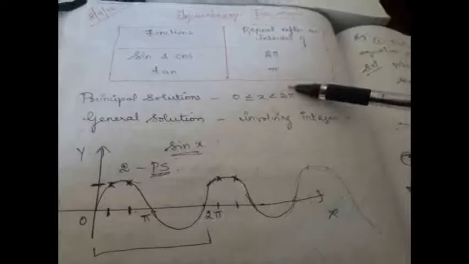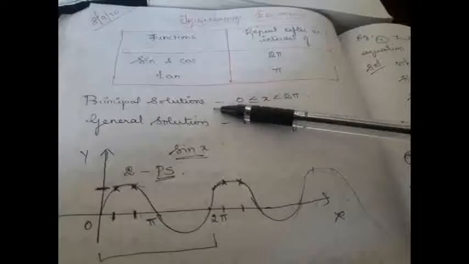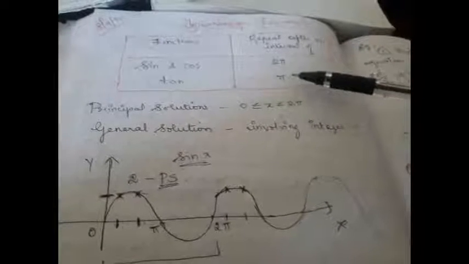So we learnt sine and cosine functions repeat after an interval of 2 pi and the tan function repeats after an interval of pi, and we restrict the range of x as 0 to 2 pi to assign our principal solutions, because we know trigonometric equations have infinitely many solutions. The solutions between 0 and 2 pi we call principal solutions, and every trigonometric equation will have how many principal solutions? 2 principal solutions, and the remaining we generalize and write in terms of integer n, and we call it a general solution.